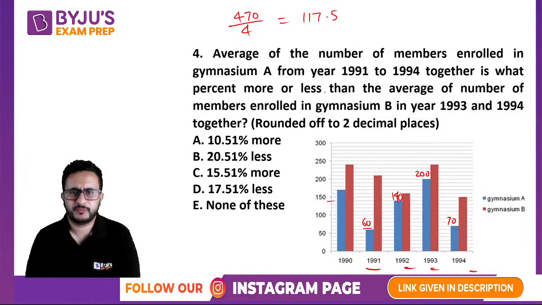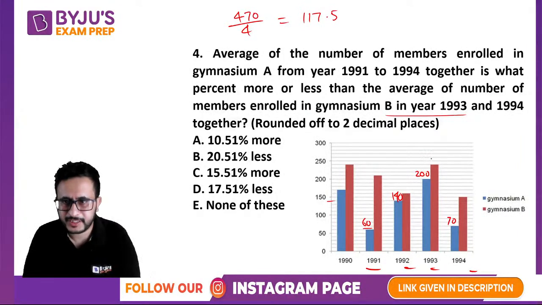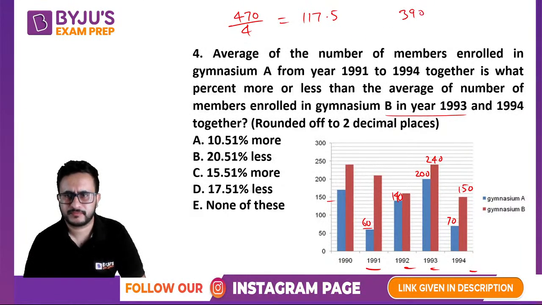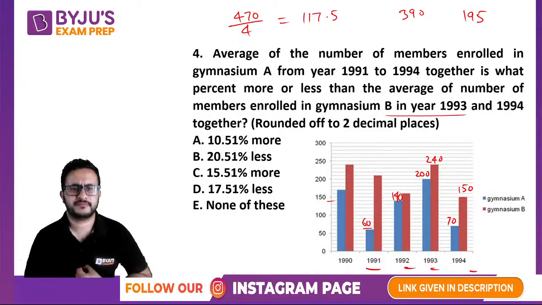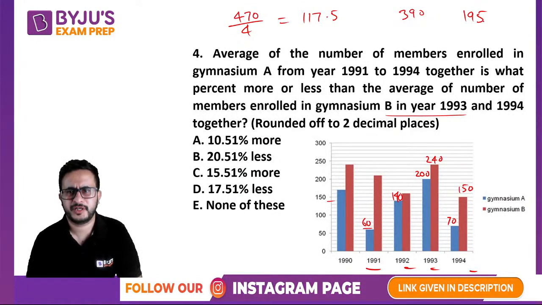And it asks what percent more or less than the average of B in the year 93 and 94. Okay, this is 250, that is 240, and this is 150, right? 390. The average of 390 is 195, right? So clearly, if you look at the options, it looks much less. It is what percent less, it is 70, around 40%.